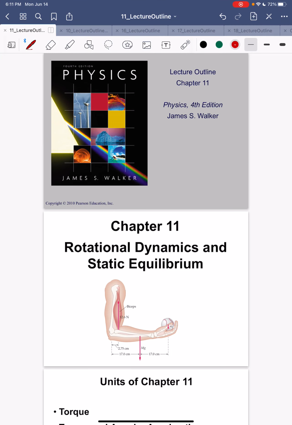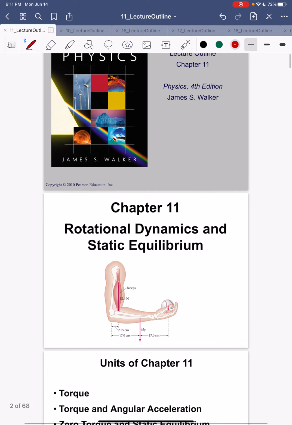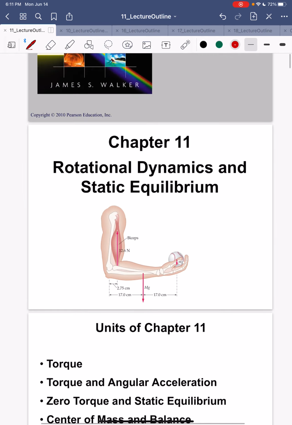We will start on chapter 11. For chapter 11, I believe, again, it should be more than one video, and we will see how it's going to be. In chapter 11, we are talking about rotational dynamics. Remember, in chapter 10, we introduced rotational kinematics.